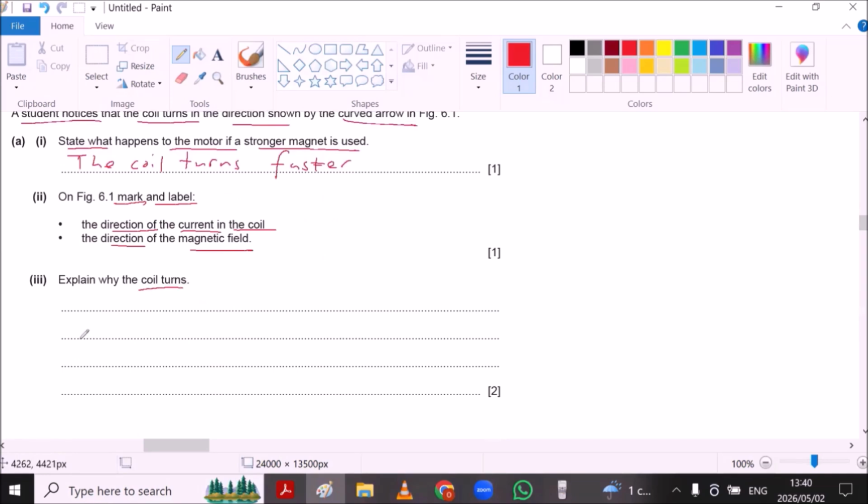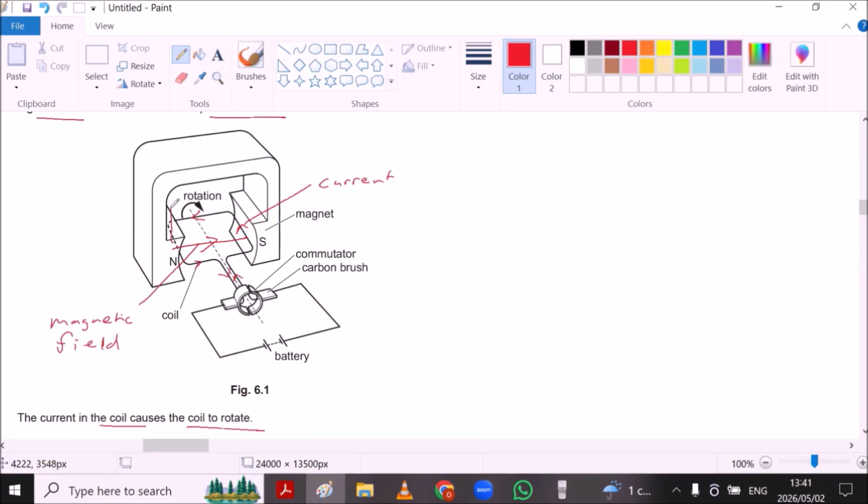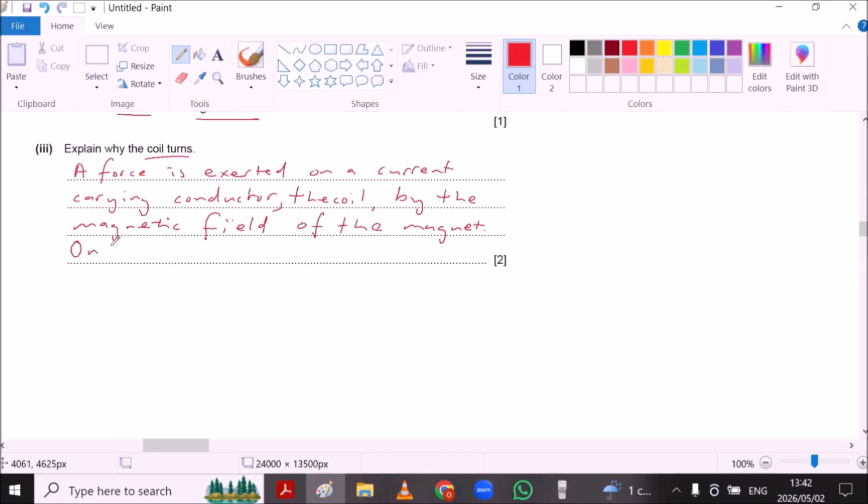Explain why the coil turns. The coil turns because a force is exerted on a current carrying conductor, which in this case is the coil, by the magnetic field of the magnet. So on the left side we have an upward force, and on the right side we have a downward force, but we don't have to show it on the diagram. So on the left, an upward force, and on the right, a downward force is exerted.